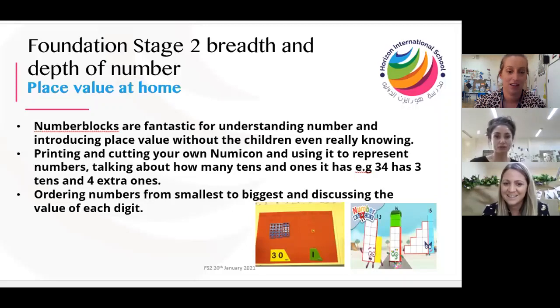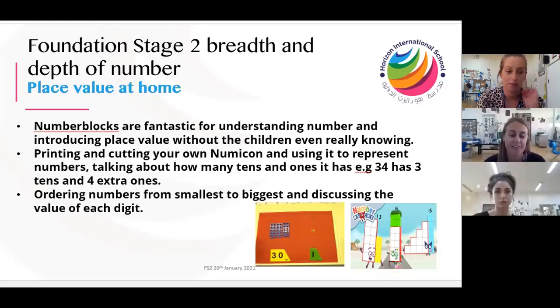Yeah, so place value, although it's not specifically part of the Foundation Stage 2 curriculum, it is so important that children understand the value of a number, because once they've got their teen numbers and they understand that it's a group of 10 and extra ones, they can just apply that up to numbers to 100. And we've always taught it in Foundation Stage, and it does really help them with their number sense.